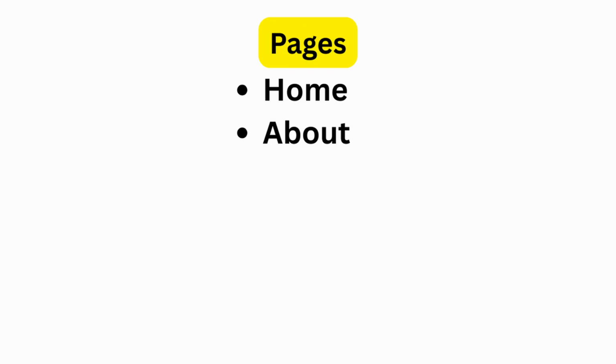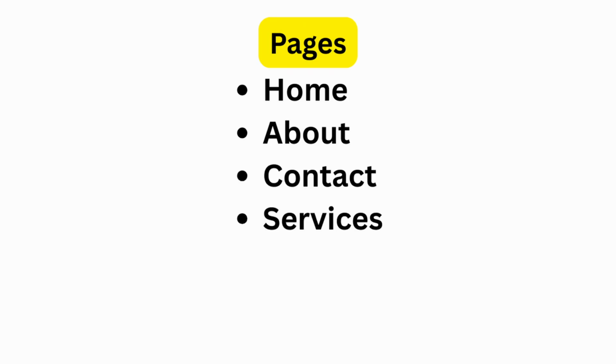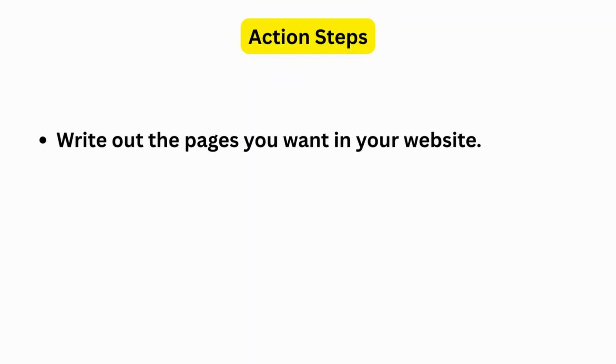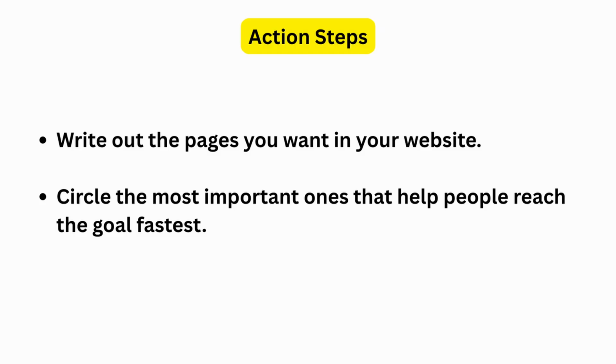Once you've got the purpose of your website, list down all the pages that will support the goal of visiting the website. The basic ones are usually home, about, and contact. But depending on your website, you might want to add a services page, projects page, or even a blog page. And if a page helps the user reach the goal easily and quickly, it might be good to even put it in the navigation bar. So write out all the pages that you want in your website, circle the most important ones that help people reach the goal fastest. This will be the navigation for your navigation bar.